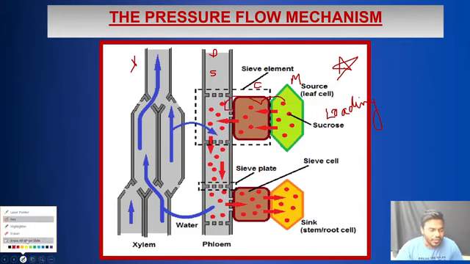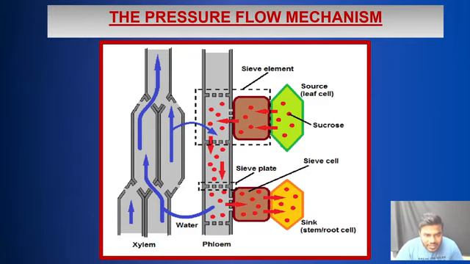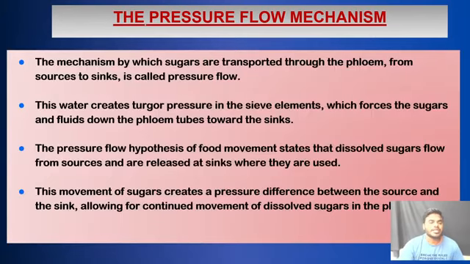Now, friends, what do we have to study? Everyone listen. This is what we have to study now: how sugars are moving within the sieve tube element. How can that movement be mediated? Everyone listen. That movement can be mediated by pressure. That's why we call this the pressure flow mechanism.